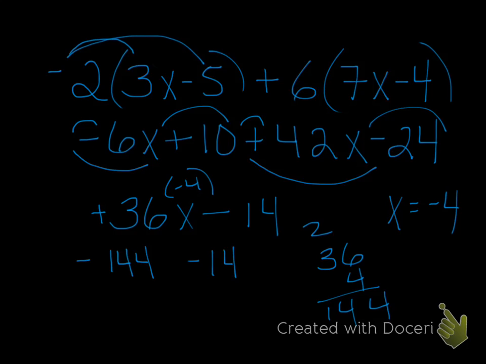We're supposed to add them together, right? Now, if you have to do that off to the side, that's fine. I'm just doing 4 and 4 is 8, 1 and 4 is 5, and then bring the 1 down. I get a negative 158.